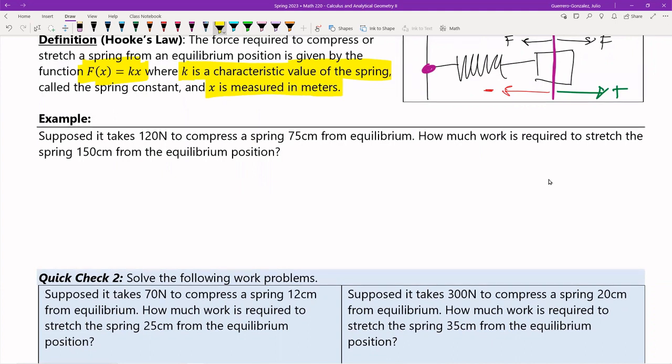So now let's go ahead and do an example. Suppose it takes 120 newtons to compress a spring 75 centimeters from equilibrium. How much work is required to stretch the spring 150 centimeters from the equilibrium position?